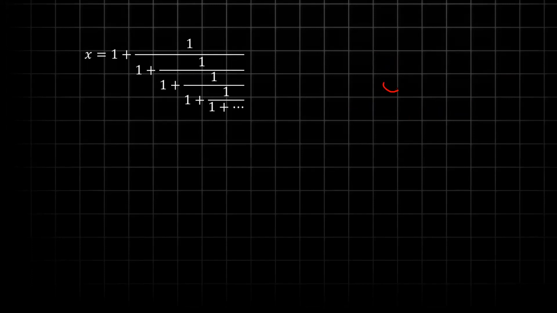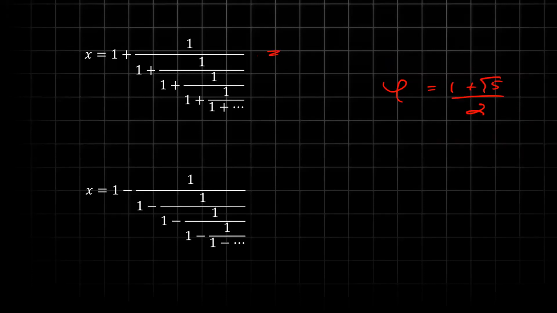Yeah, it's going to be the golden ratio, which is equal to 1 plus square root of 5, divided by 2. The answer for this turns out to be a real number. But what do you think about this? This time it's minus. What do you think this value is going to give you if you go on doing a fraction like this, 1 minus, to infinity? You can calculate it. It's not impossible.